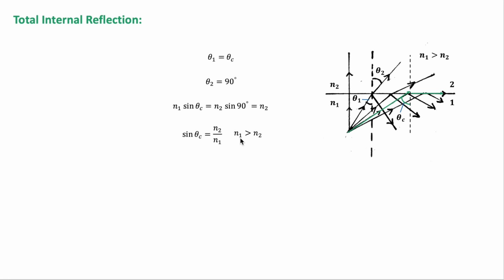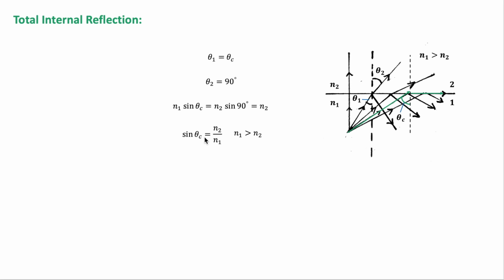and this equation applies only when n1 is greater than n2, because if n1 is less than n2, then sine theta c will be greater than 1, which is not true, because the sine of an angle is never greater than 1, right? Total internal reflection occurs only when light travels from a medium of a high index of refraction to one of a lower index of refraction.